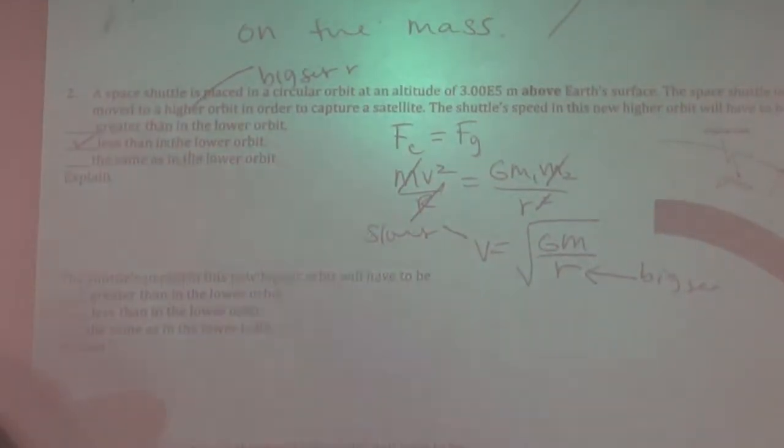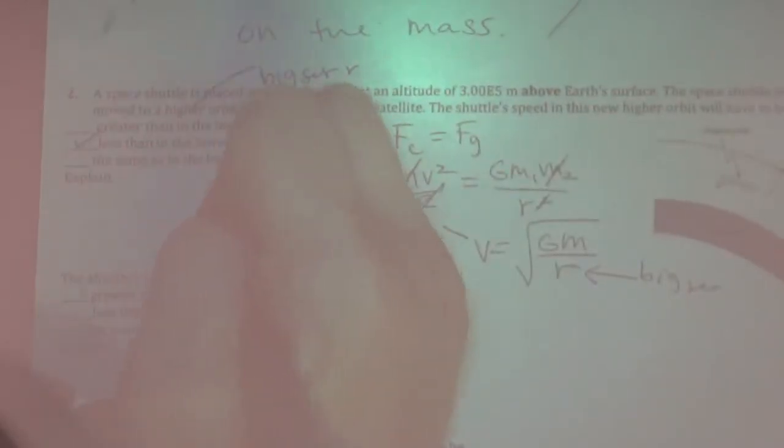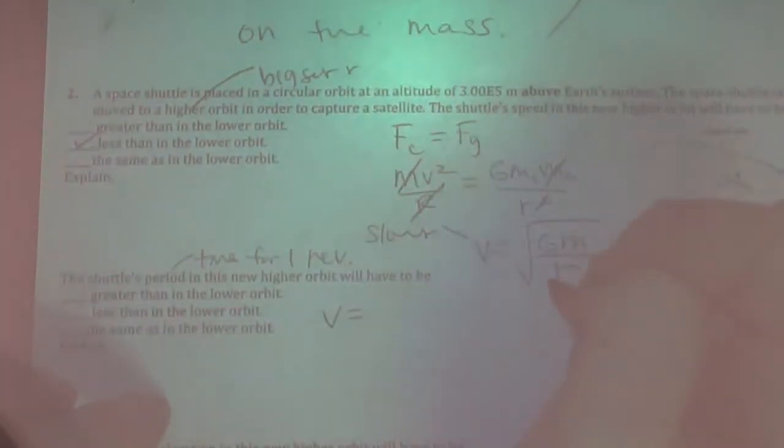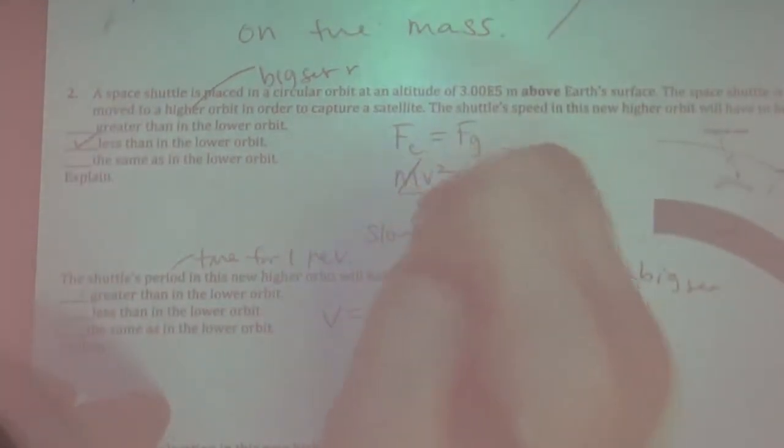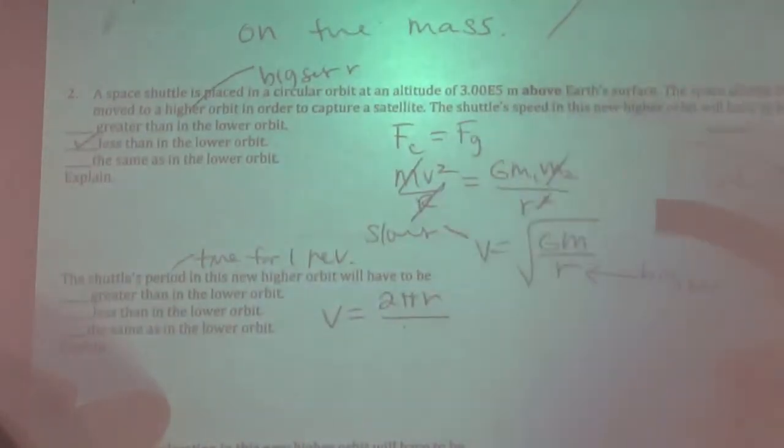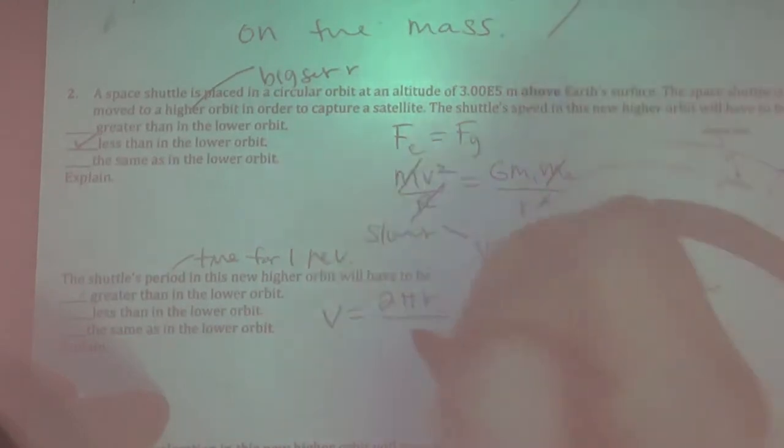Now the period. Period is the time for one revolution around the Earth. We know that the velocity is equal to this. The velocity is also how far it goes in that one loop around. That's just the circumference of the circle, 2 pi r, over the time that it takes.